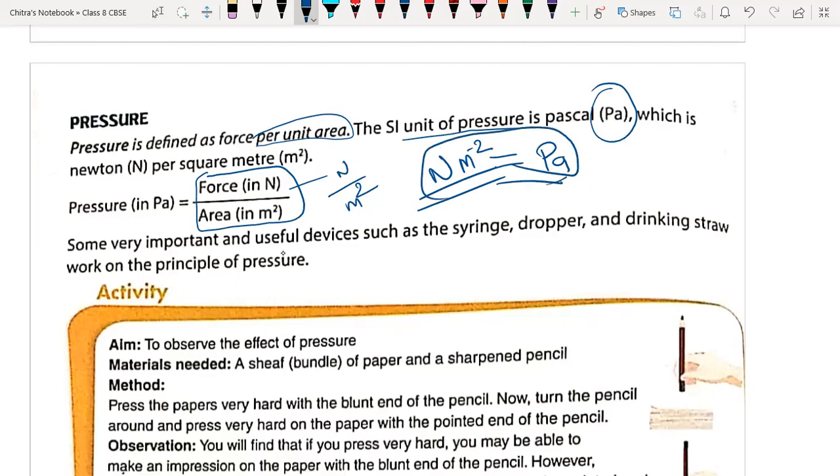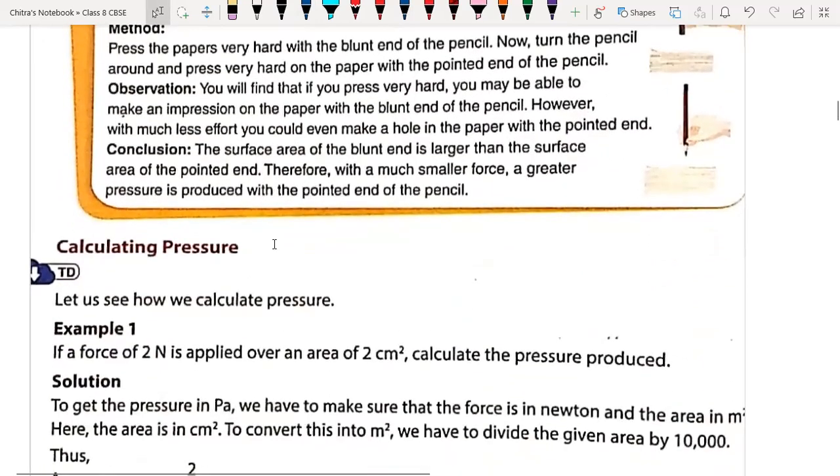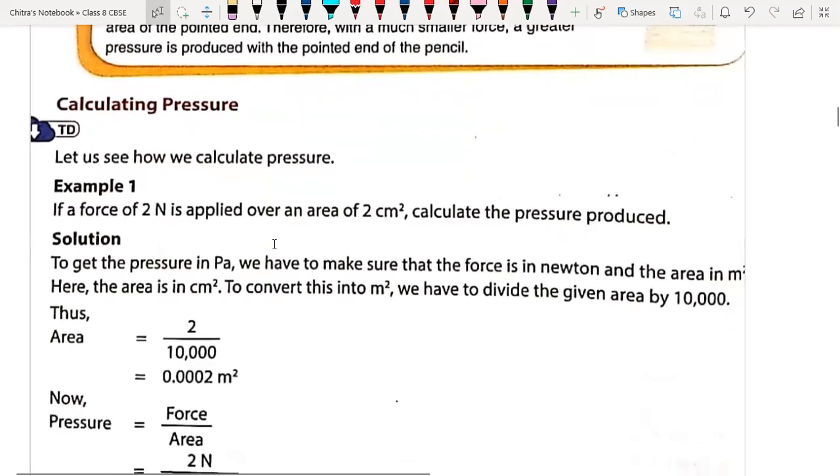Some very important and useful devices such as the syringe, dropper and drinking straw work on the principle of pressure only, and we have already gone through that in our introduction part. Now we are going to start the numerical part. Here we are going to calculate pressure. So we have the topic calculating pressure by numericals. Let us see how we calculate pressure.